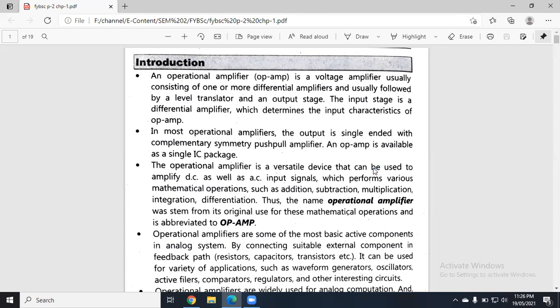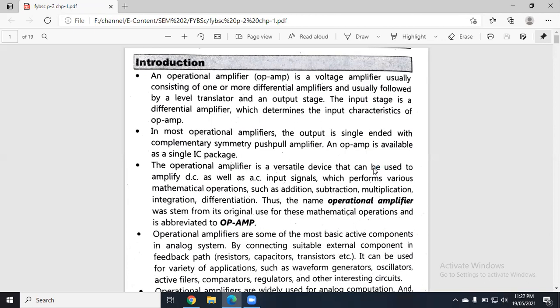The first thing is that an operational amplifier is also called an op-amp. The abbreviation of operational amplifier is op-amp. In shortcut, we can just call it an op-amp. It is a voltage amplifier usually consisting of one or more differential amplifiers, and usually followed by a level translator and the output stage.